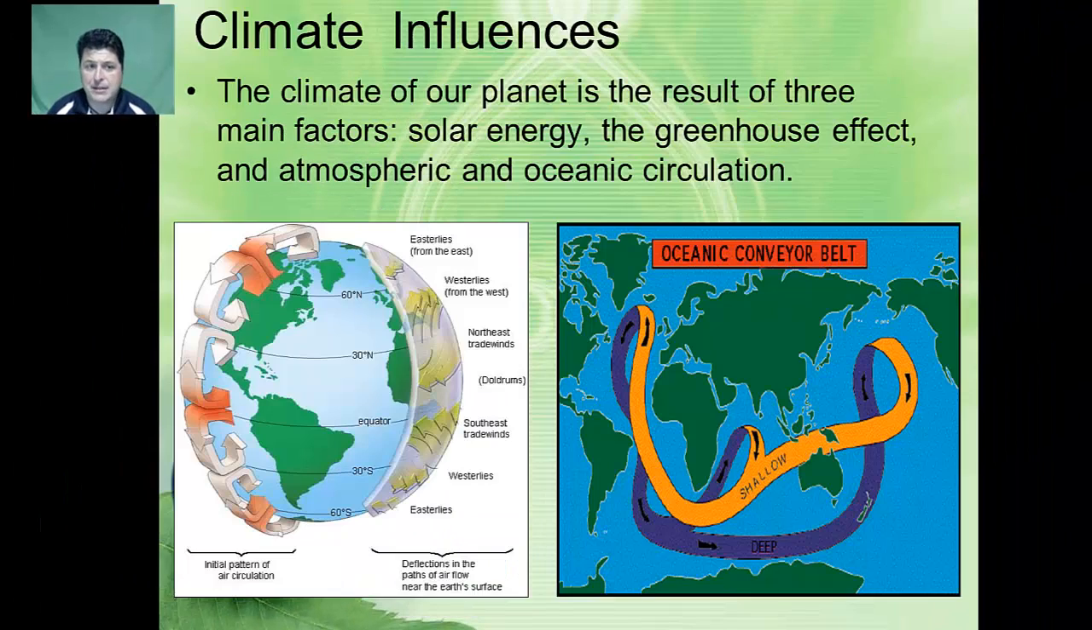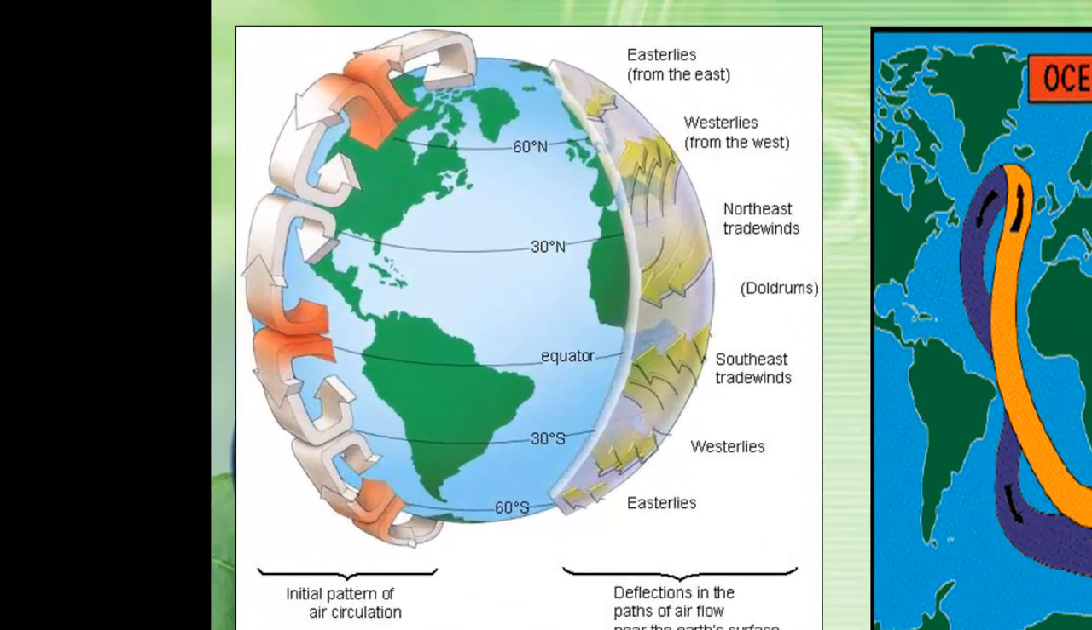Now, the Earth's climate is the result of three main factors: solar energy, the greenhouse effect, and atmospheric and ocean circulation. The sun's rays will hit the equator at direct angles between 23 degrees north and 23 degrees south latitude. Radiation that reaches the atmosphere here is going to be the most intense. In all other cases, the rays are going to arrive at an angle to the surface and are much less intense. The closer a place is to the poles, the smaller the angle, and therefore the less intense the radiation.